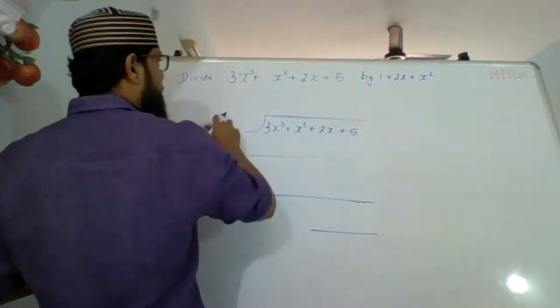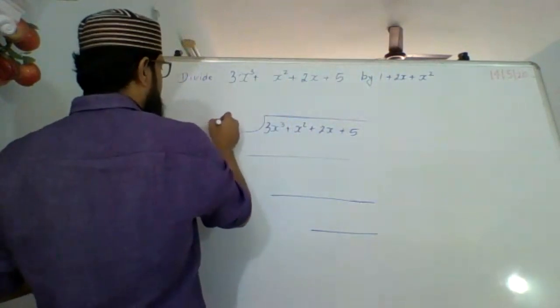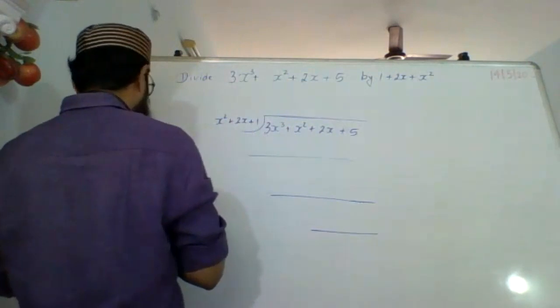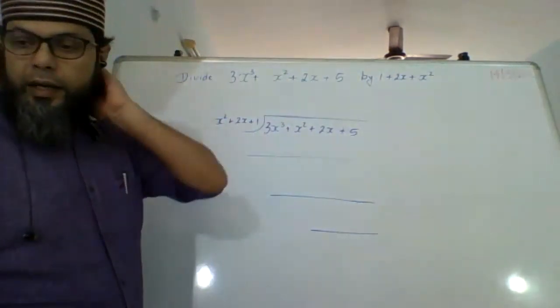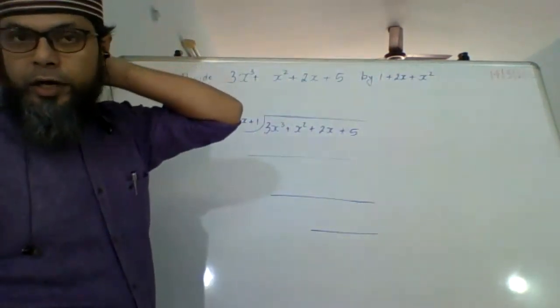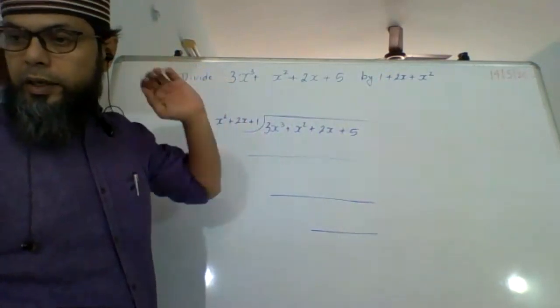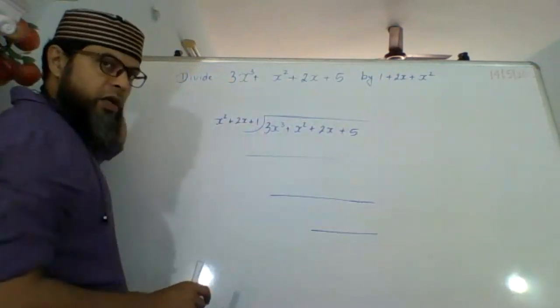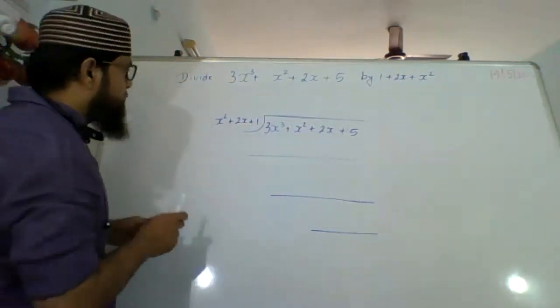Now we do not write 1 plus 2x plus x square, but we write x square plus 2x plus 1. We write it in the decreasing order of the degree of the variable. So we have to divide.